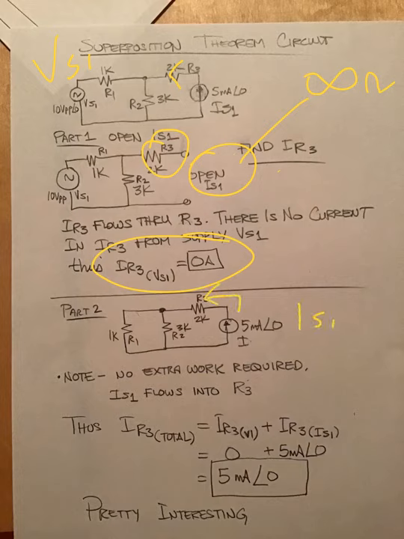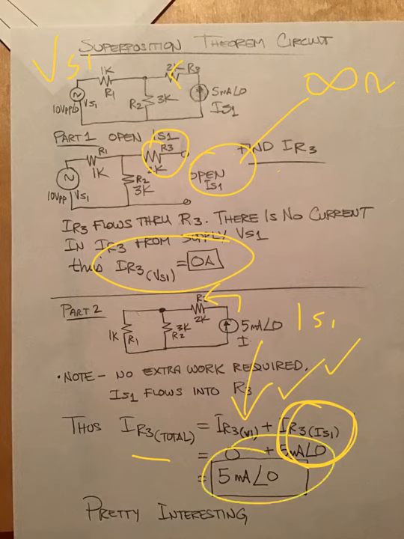Okay, now part 2 is even more interesting because we have a current source, IS1, that's dropping 5 milliamps into that resistor. No way, no way. Can't be that easy, right? There is no extra work required. IS1 flows into R3, 5 milliamps, all 5. Final answer, the first supply plus the second supply, 5 milliamps.